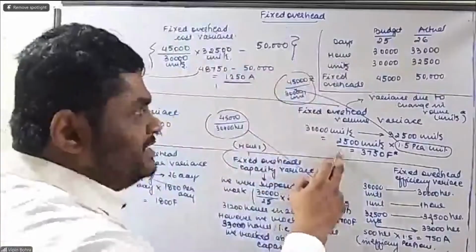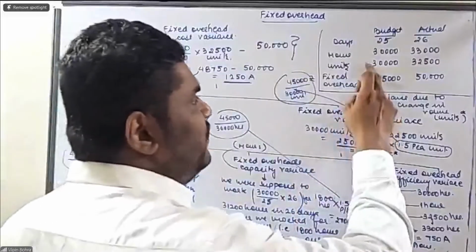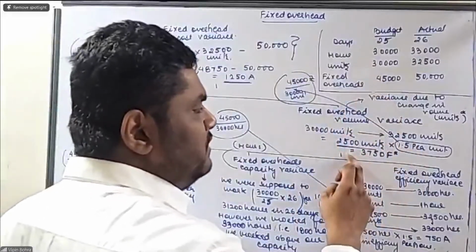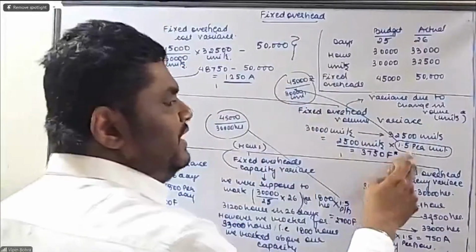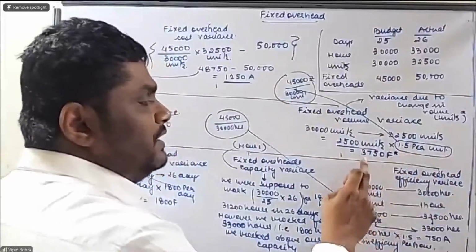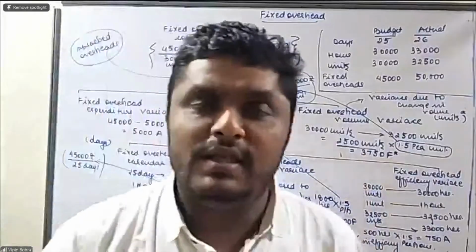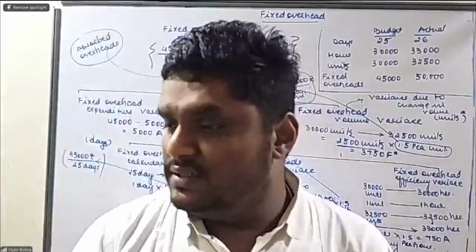And since it is units, we'll be taking the rate per unit, that is 45,000 divided by 30,000 units. So the rate per unit will be 1.5. So this variance will be favorable because we manufactured extra units.